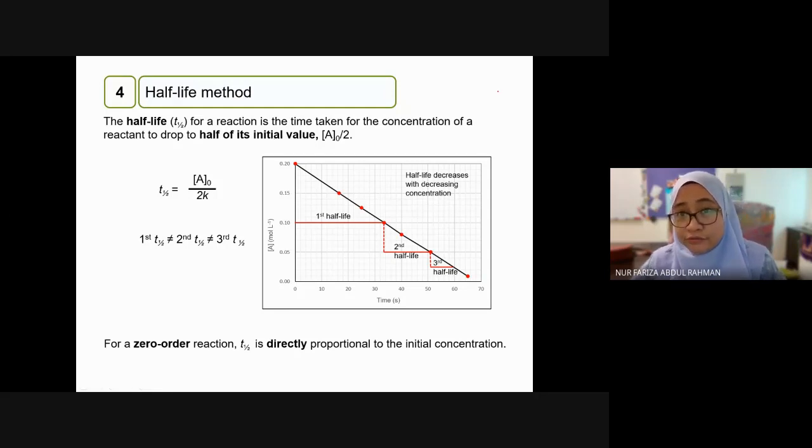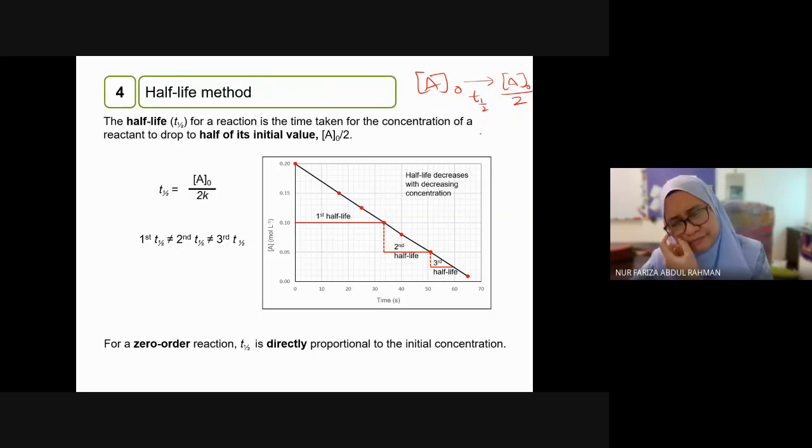Okay, all right, so we know that the initial concentration is this. For example, this is our initial concentration. So we want to know how long it takes for this initial concentration to become half of it. So it becomes half. Okay, so how much time is needed? So this is what we call half-life.